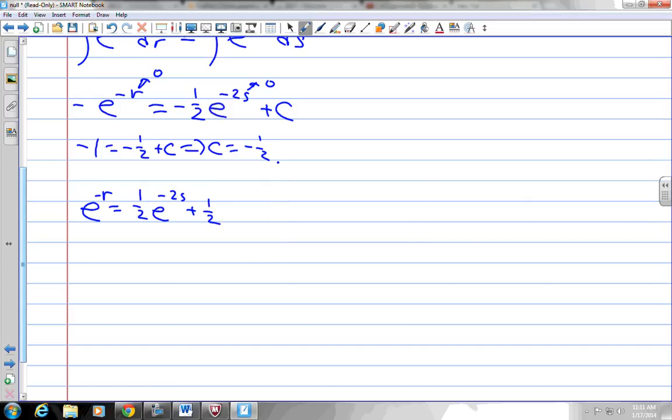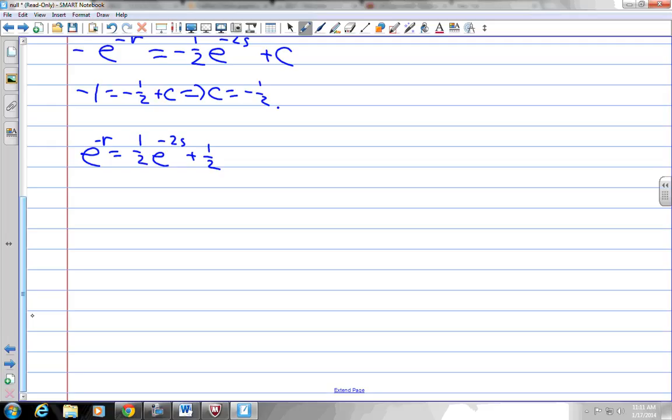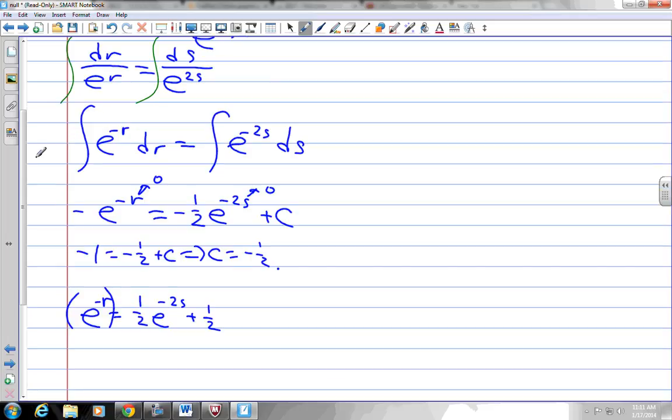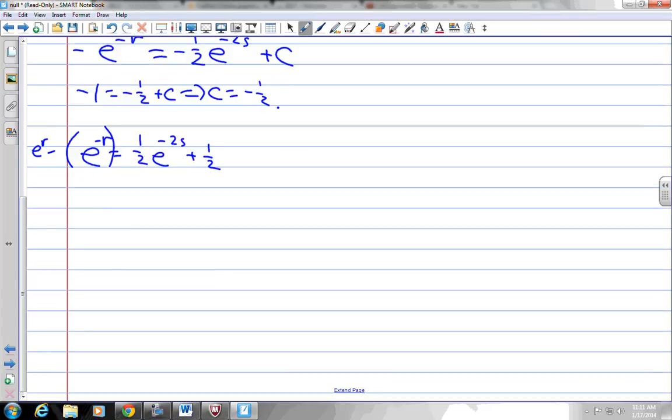Go ahead. No, I was just gonna say if you multiply both sides by e to the r, I think it will get rid of the negativity of this whole problem again, right? Which is suggesting if I do e to the r, e to the 2s, so on one side is just e to the 2s. On the other side is 1/2 e to the r, plus 1/2 e to the r e to the 2s.